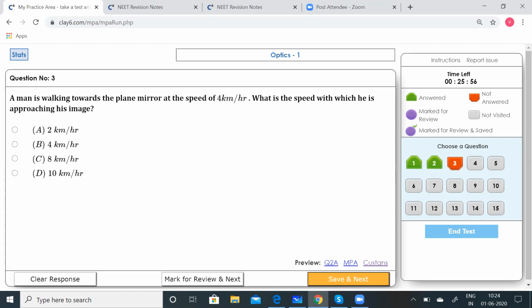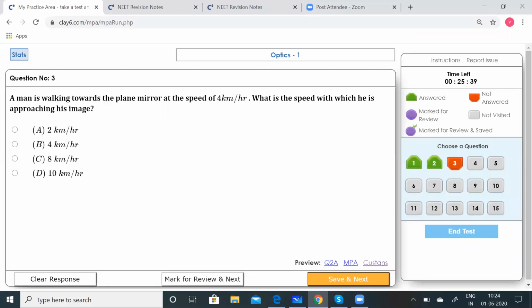A man is walking towards a plane mirror at a speed of 4 kilometers per hour. With what speed is he approaching his image? Look, read the question properly.